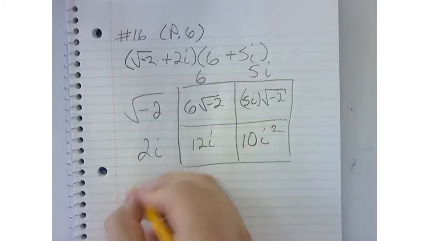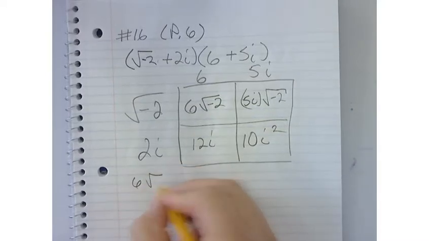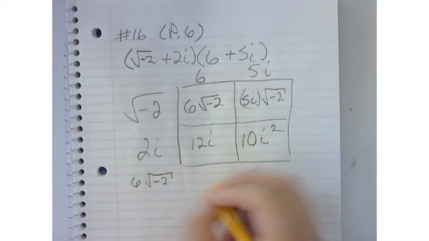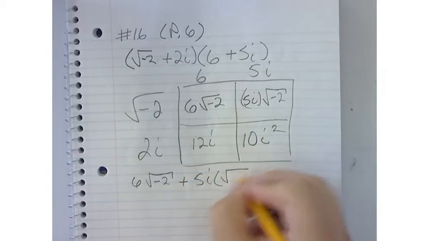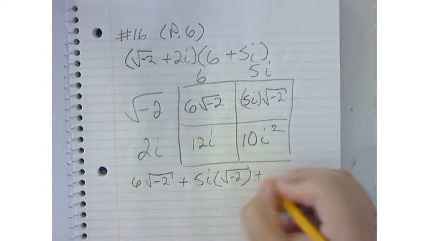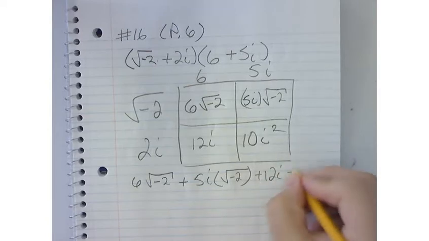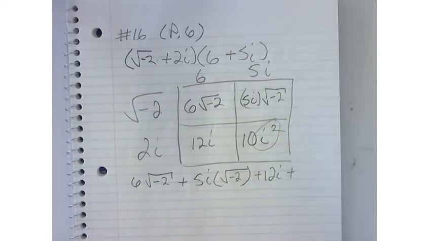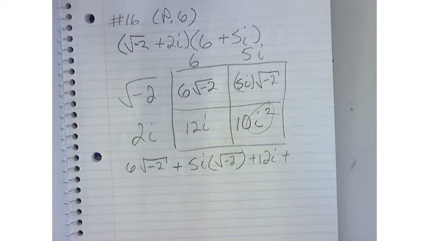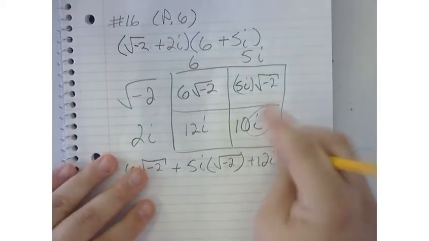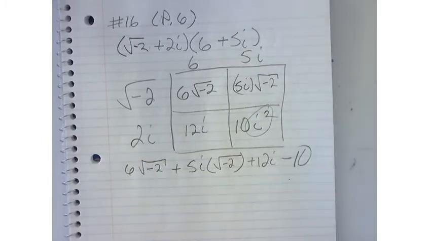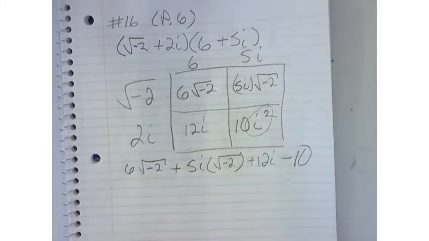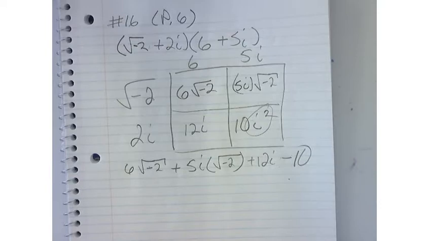So I'm just going to write all that out. I've got 6 times the square root of negative 2 plus 5i times the square root of negative 2 plus 12i plus, now what is i squared? Negative 1. So can I skip a step and just say negative 10? Alright, I could just say negative 10. Good. So now this negative square root deal, how do I rewrite that?